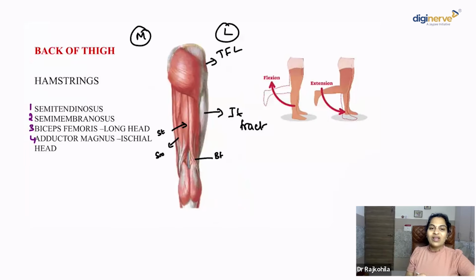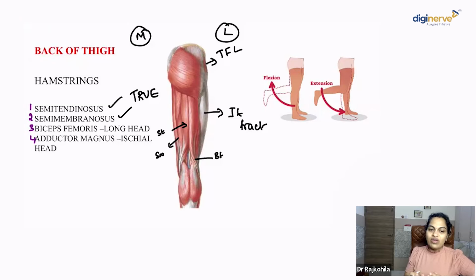Now, to call it a hamstring muscle, it has to satisfy four criteria. They should have origin from the ischial tuberosity. They should cross the hip joint and knee joint, and insert into one of the leg bones, either tibia or fibula. They should be innervated by the tibial component of the sciatic nerve, and they should cause extension of the hip joint and flexion of the knee joint. Satisfying all these four criteria, we have the semitendinosus and semimembranosus. We call them the true hamstrings, right?